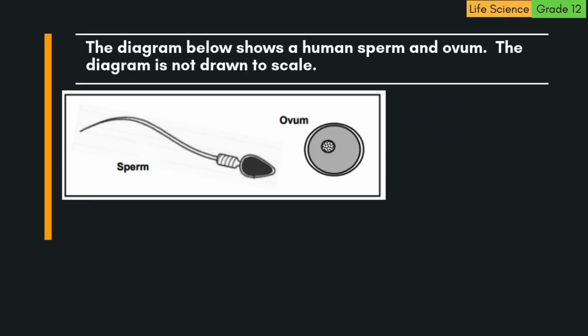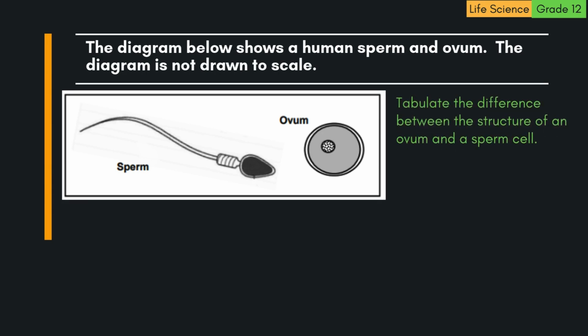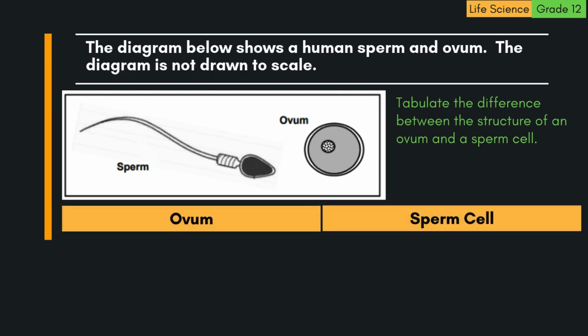The diagram below shows a human sperm and ovum. The diagram is not drawn to scale. Question. Tabulate the difference between the structure of an ovum and a sperm cell.